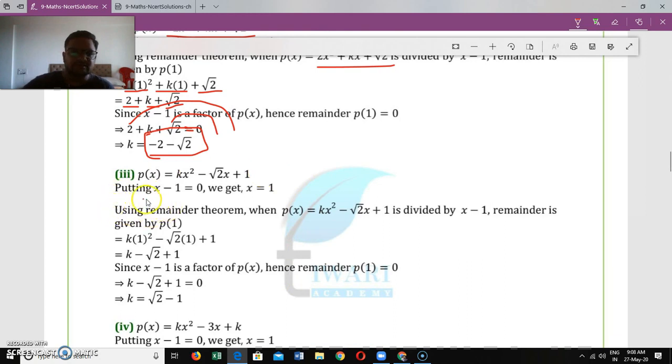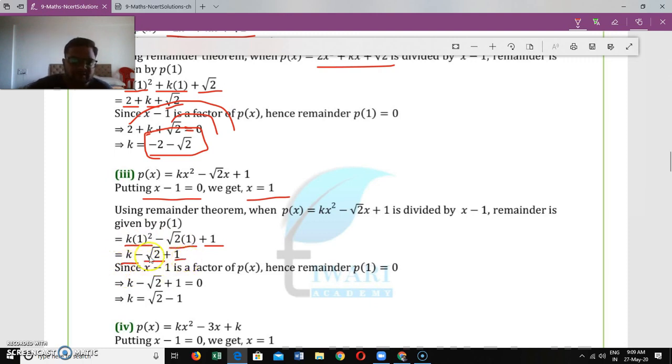Let's go with the third one. Again, x minus 1 equals to 0, so x equals to 1. We'll keep the value of 1 in the place of x in the given polynomial. So 1 square k minus root 2 into 1 plus 1. So k will be as it is because 1 square is 1, 1 into k is k, root 2 into 1 is root 2, plus 1.